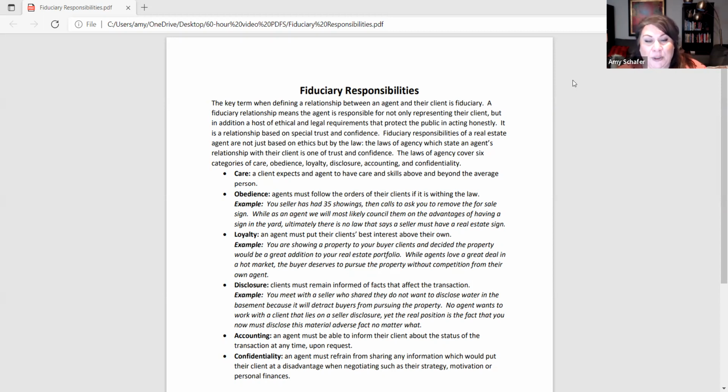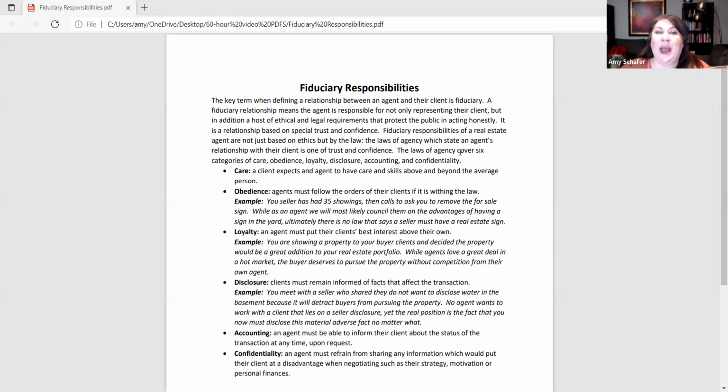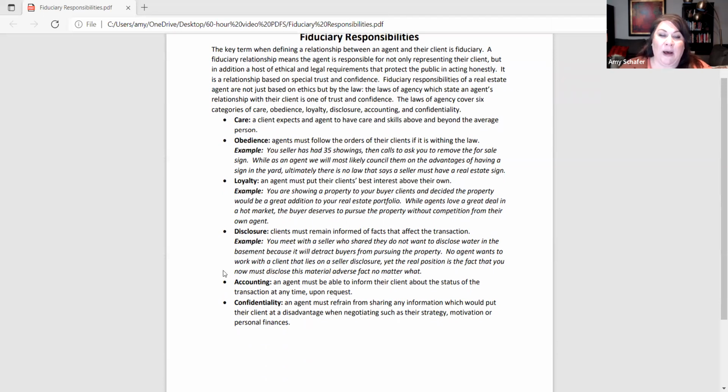From an accounting perspective, clients must be able to have an update of where they are in the transaction at any given time. So a great test question around this would be, if a client calls and wants the status of their transaction, when do you owe them that update? And it might say every 10 days, every 30 days, every 5 days. But the best answer is upon request.